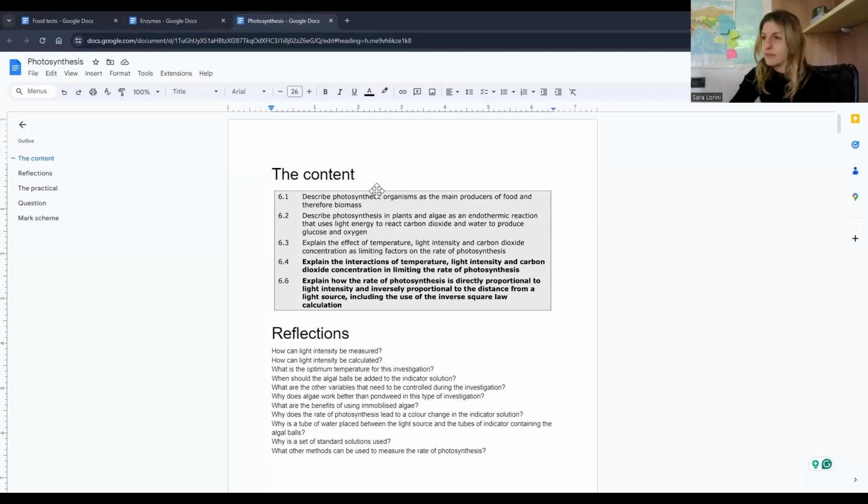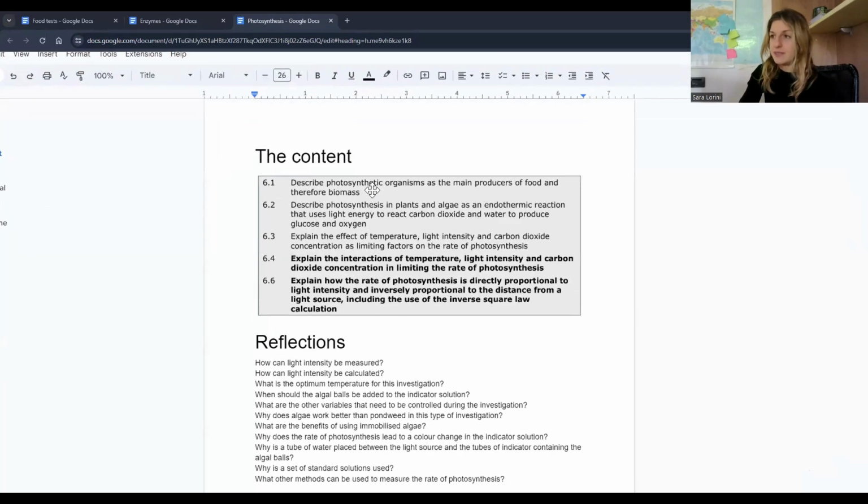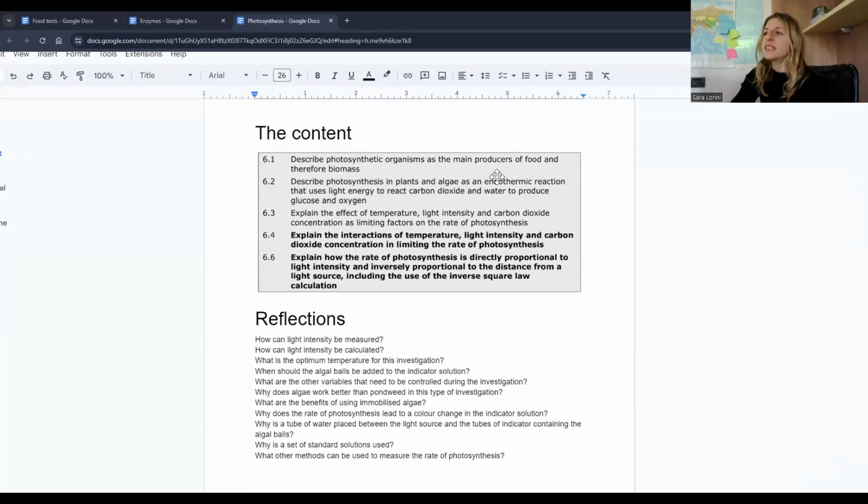Well, let's go through it again very briefly. Photosynthetic organisms are the main producers of food, therefore biomass. Remember, plants are primary producers because they make the food from, you know what, light, carbon dioxide and water. Describe the plants' endothermic reaction. Endothermic, very important to remember from chemistry, they take in energy.